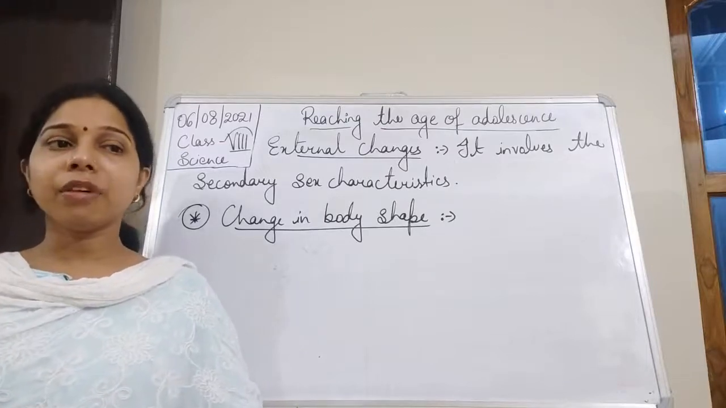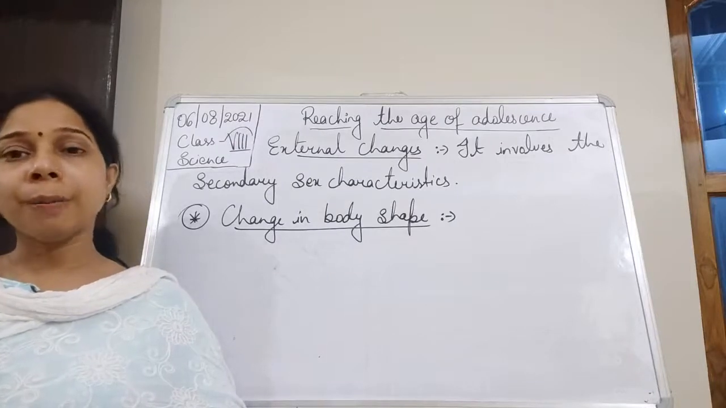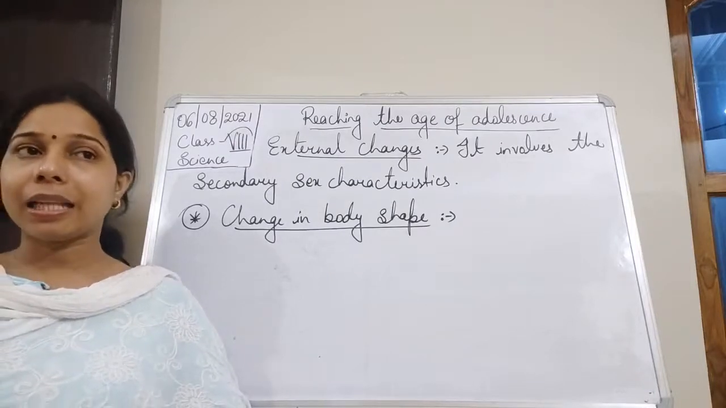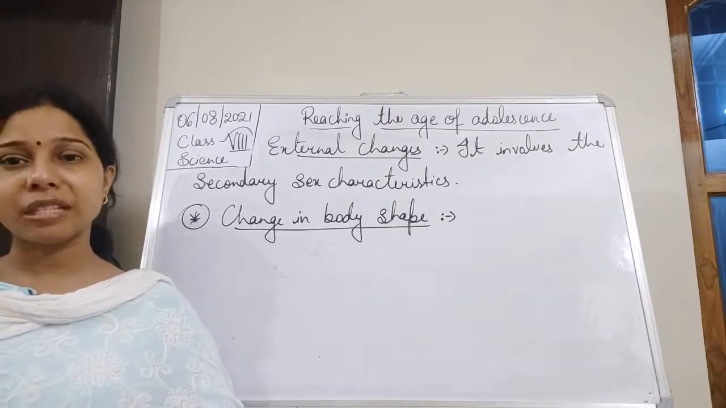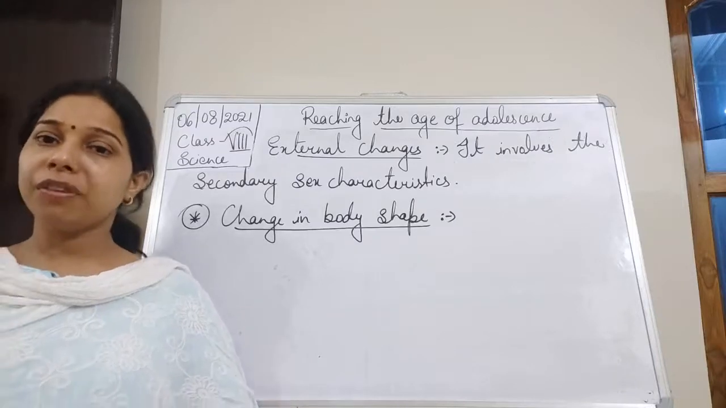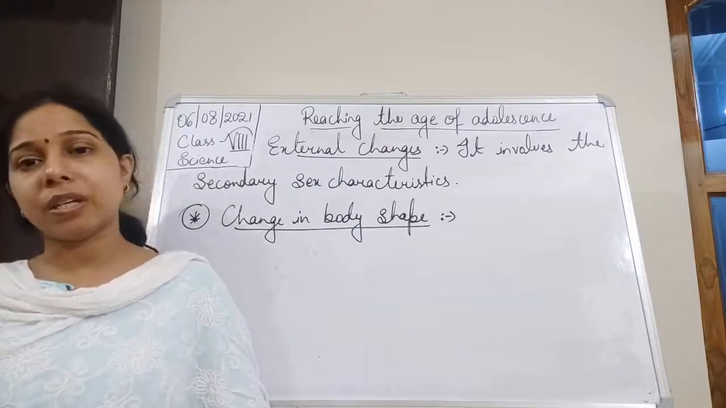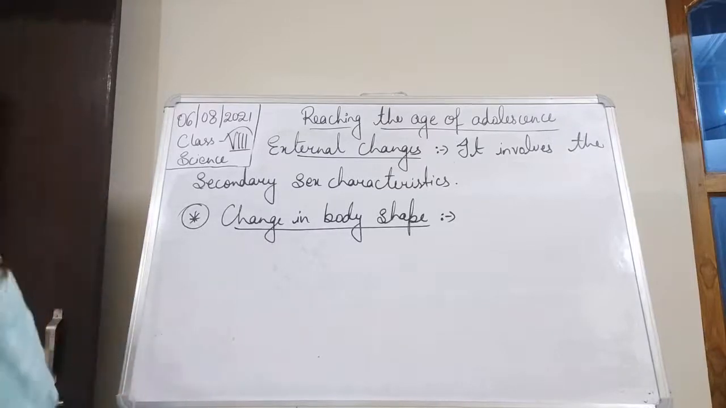So a change in the shape of the body also occurs during puberty, and since these physical changes can be identified easily, we include them in the external changes. So the first one is the change in the body shape only, students.